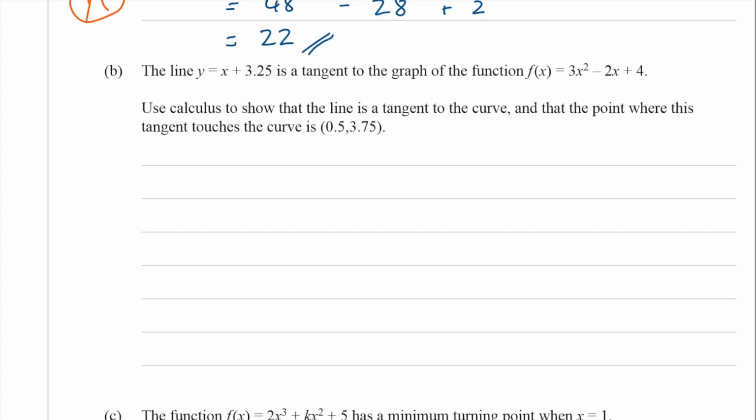The line y equals x plus 3.25 is tangent to the graph of the function f of x equals 3x squared minus 2x plus 4. Right, so we have a quadratic, a parabola, if we were to graph it, and there's a line that is tangent to it with a positive gradient, a gradient of 1, and it is tangent at this point, 0.5, 3.75.